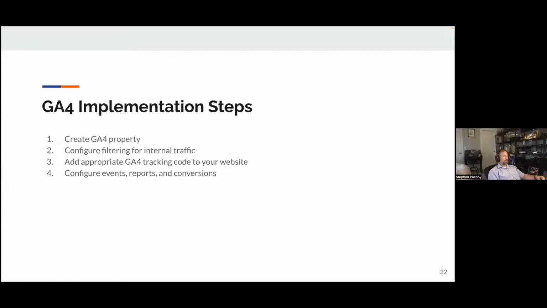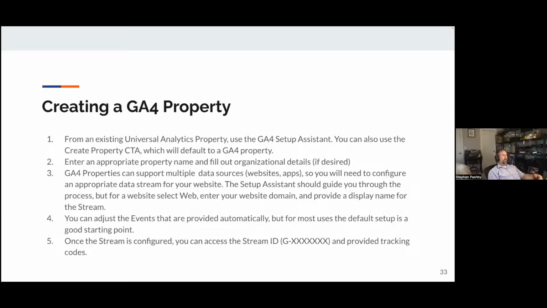So, implementation steps. You're going to create your GA4 property, configure filtering for internal traffic, which is different than Universal Analytics, add the tracking code to your website, and then configure events, reports, and conversions. So creating the GA4 property is pretty easy. If you have an existing UA property, use the GA4 setup assistant, or you can hit the create property button, which defaults to a GA4 property. Enter the name, and fill out your organizational details if you want to.